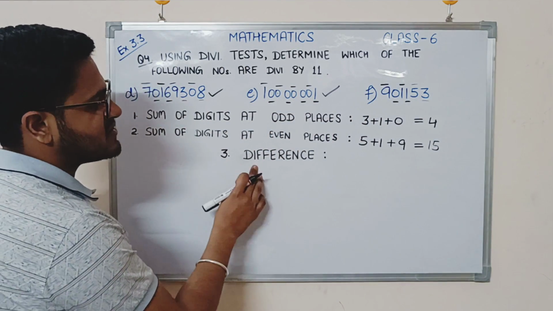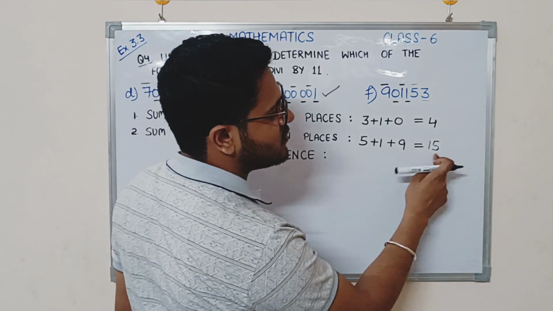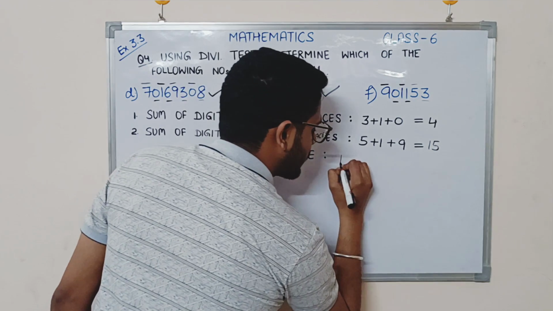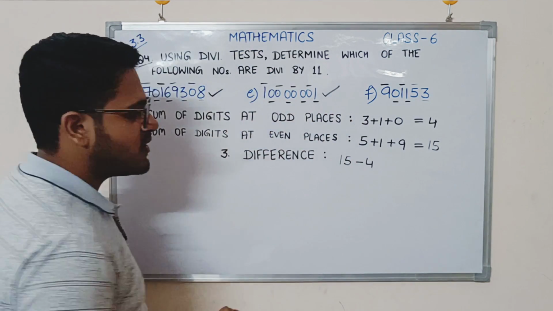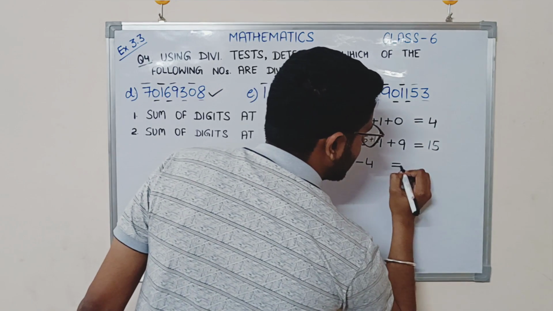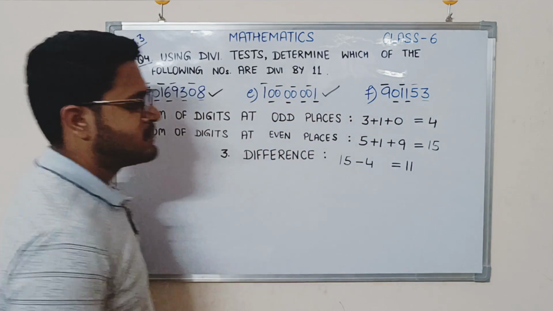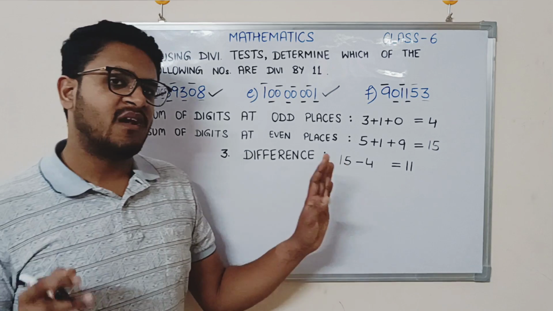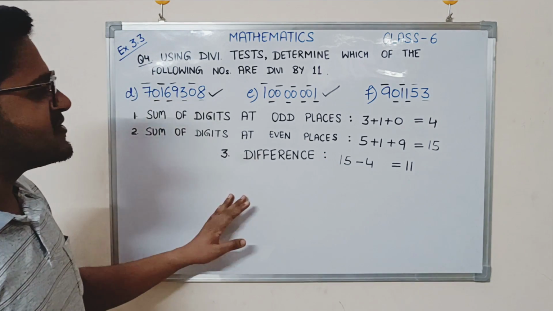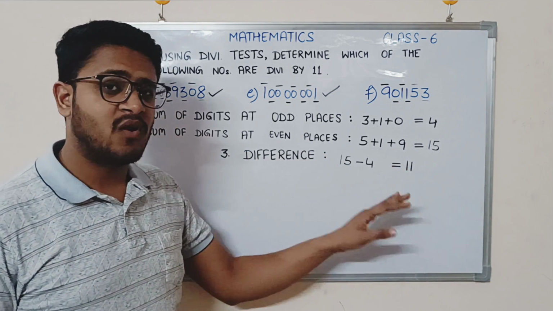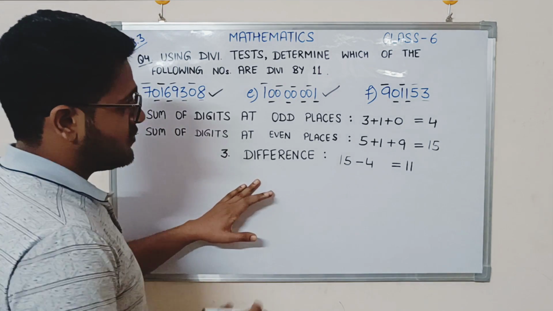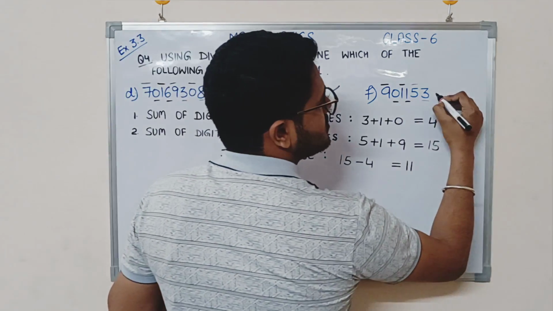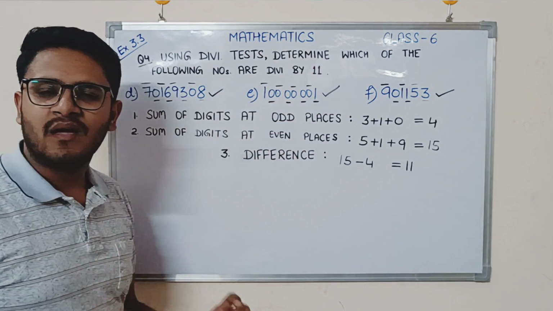Right. Final step, difference. So here the difference will be 15 minus 4. Okay. 15 minus 4 is nothing but 11. Okay. So as per the divisibility test for 11, if the difference is 0 or a multiple of 11, which is 11 in our case, we can say that this number is divisible by 11.